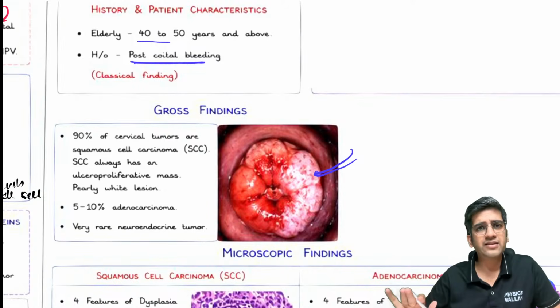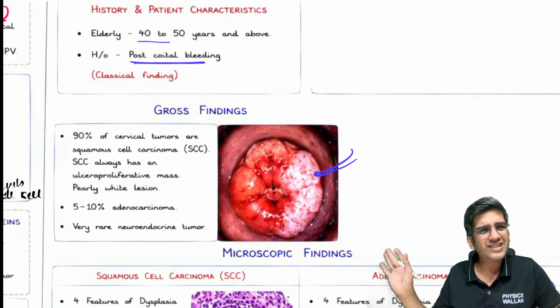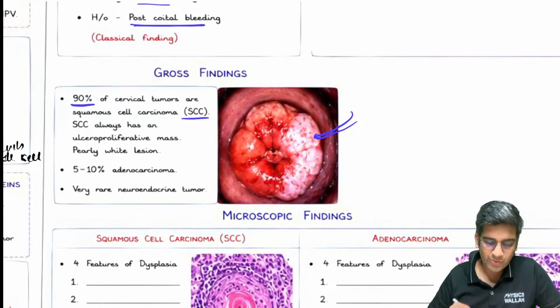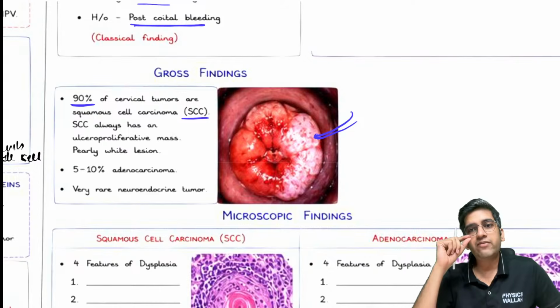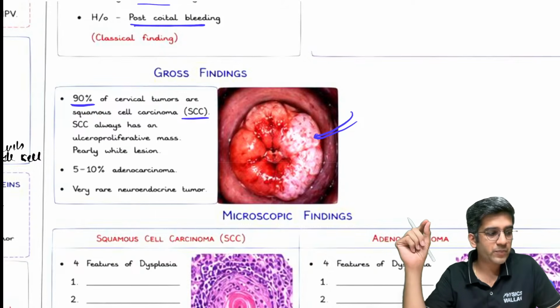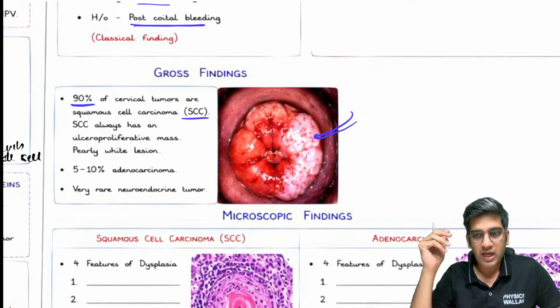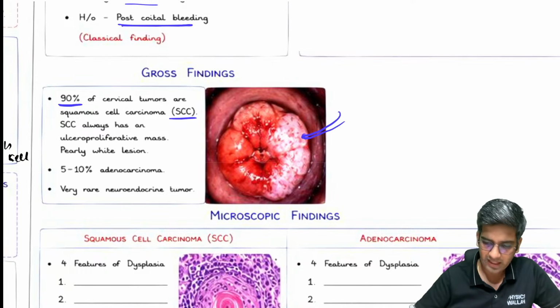And the most common cancer in the cervix is by default squamous cell carcinoma. Adeno is very less, neuroendocrine is even lesser, right? It's predominantly 90% and above pure squamous cell carcinoma. The feature I'm going to tell you, you're going to use it for every squamous cell carcinoma throughout the body. You will have a pearly white lesion and it will be ulceroproliferative. Anurag, I think I've done that in the CVS chapter. The notes will be there. Just go and have a look at that once.